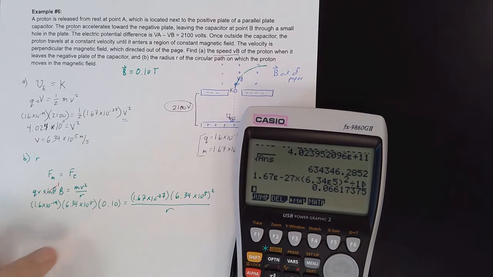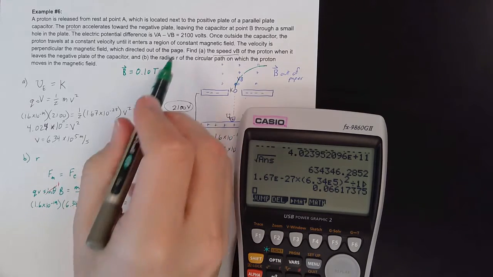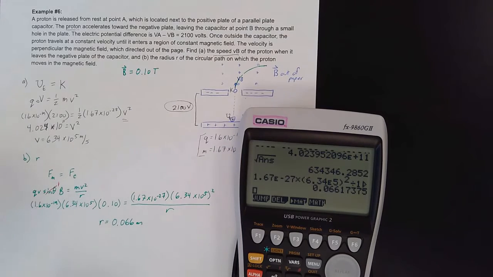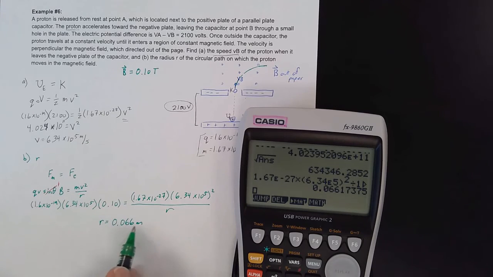When we do all of that, we end up getting a radius equal to 0.066 meters. All right, I do have two significant figures here, so my final answer technically should be in two significant figures. I guess this should probably be 6.3. This is 0.66, which is about 6.6 centimeters. Again, this is something that we could actually physically measure.